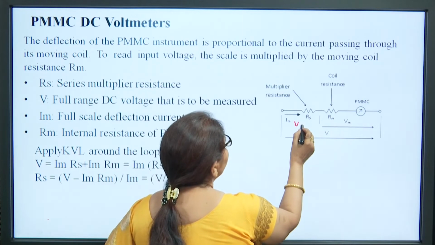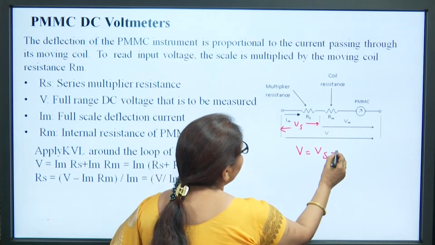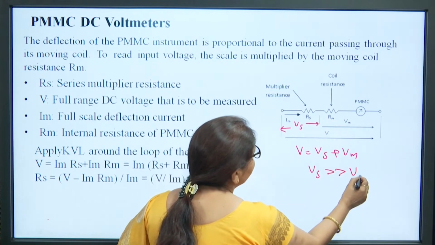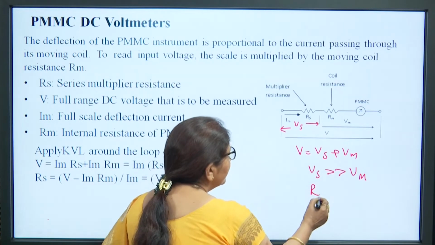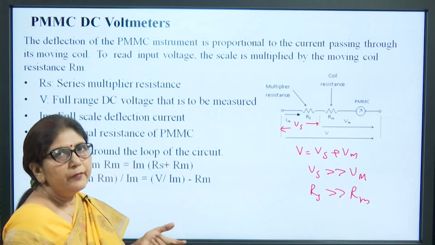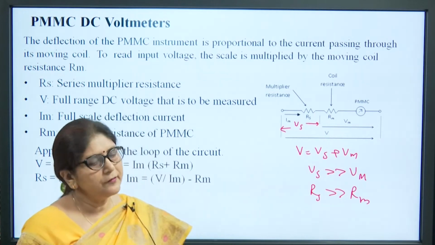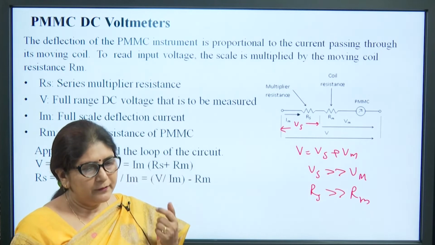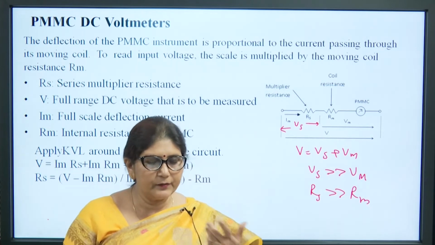the total voltage V is equal to Vs plus Vm, and here Vs should be much greater than Vm. The current is the same, so Rs should be much greater than Rm. Here Rs is the series multiplier resistance, V is the full scale DC voltage that can be measured by the instrument, Im is the full scale deflection current, and Rm is the internal resistance.